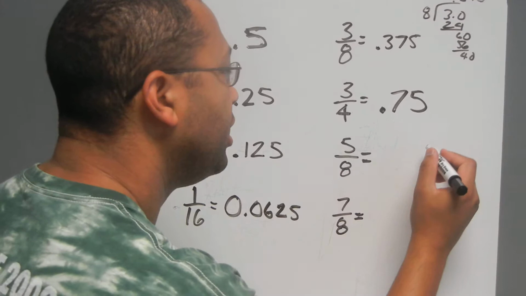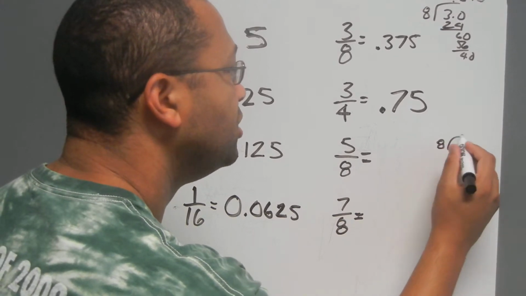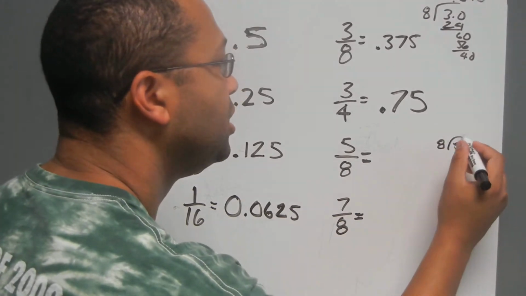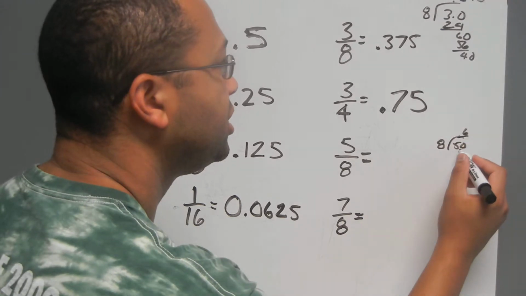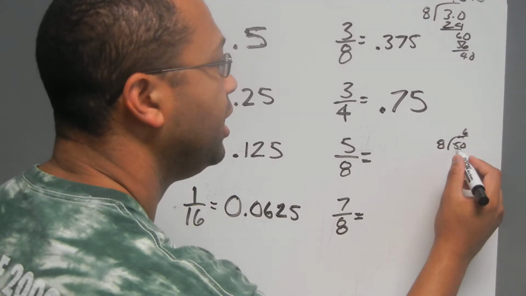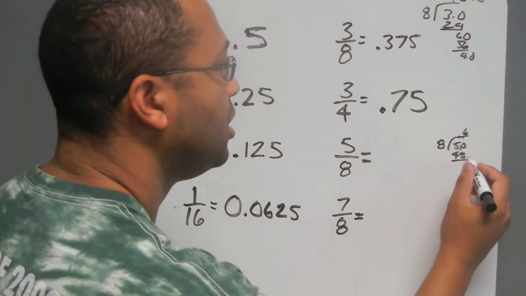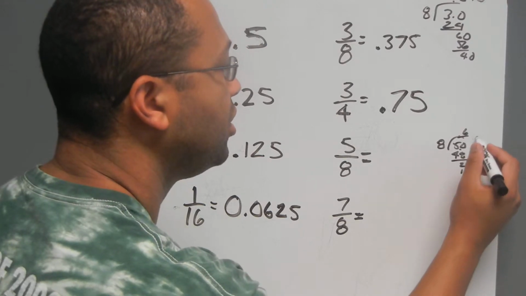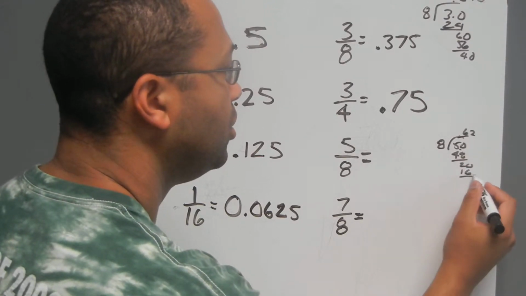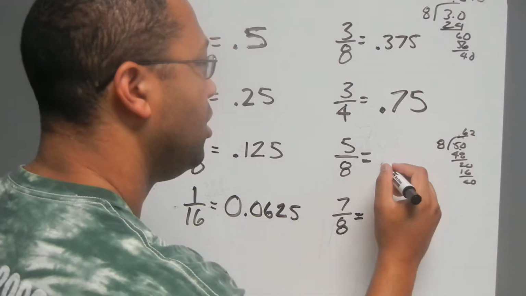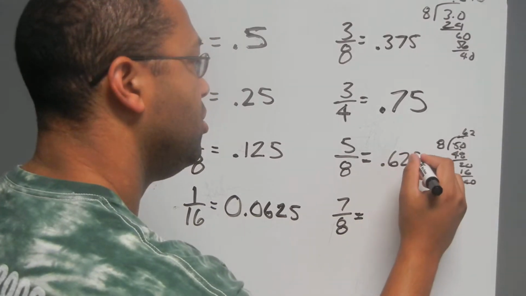5/8. 8 goes into 5 how many times? Well, 0 times, then 50, 6 times. And that leaves me with 48. That leaves me 2, and that leaves me 16. So, yes, 0.625.